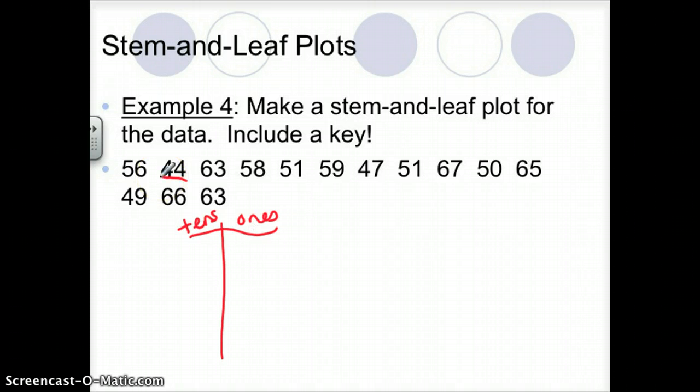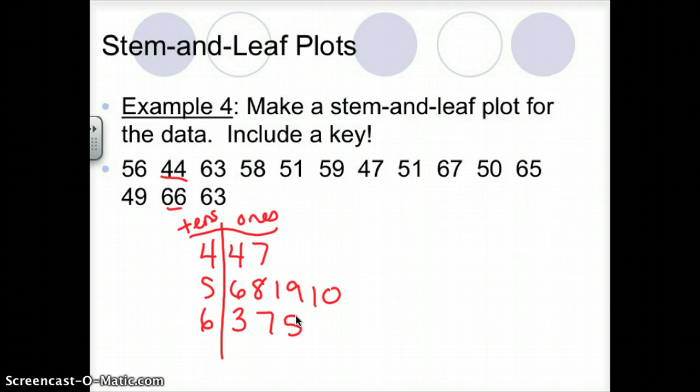And it looks like I've got the 44. Right now I don't see anything lower, and I see a 66. We'll see if I see anything higher later. But it looks like for my tens I only need a 4, a 5, and a 6. I tend to just start writing in order, starting at the 56 and go. So if I want to write a 56, I know the tens is a 5 and I put a 6 in the ones column. And I'm going to write my 44, so I have a 4 and I'm putting a 4 in the ones column. 63, I'll put a 3 here with the 6. 58, I just throw an 8 next to that. 51 here, 59, 47, 51, 67, 50, 65, 49, 66, 63.